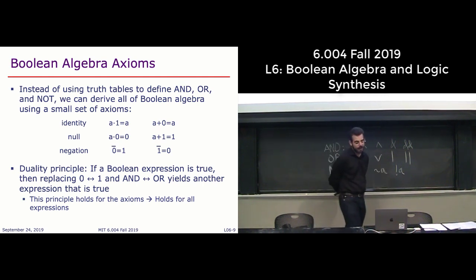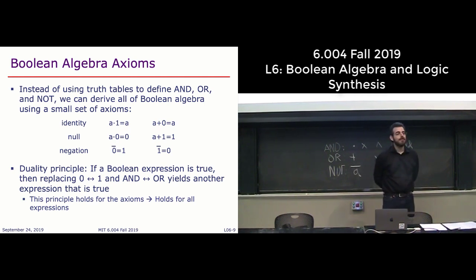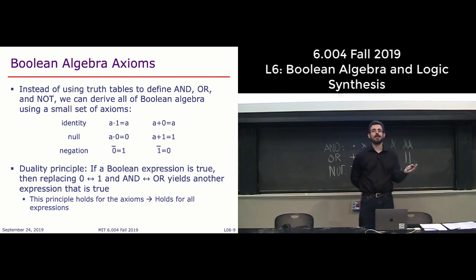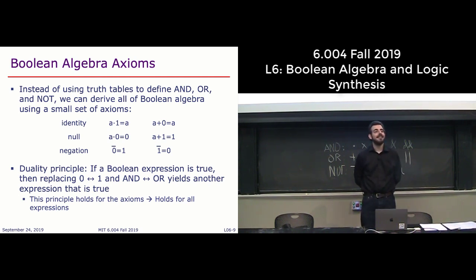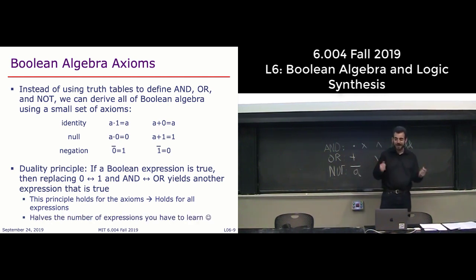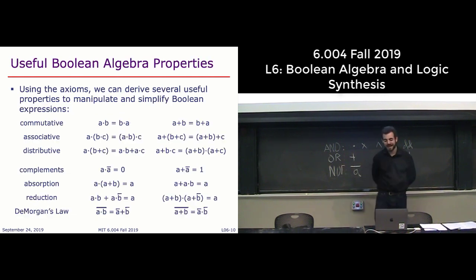Now, a very interesting property is that because this holds for the axioms, and we derive everything else from the axioms, or all other Boolean algebra equations fall out from the axioms, then the fact that this principle holds for the axioms means that it holds for all expressions. And this is good, apart from, sure, mathematically it's very nice, just in terms of practical purposes. It halves the number of expressions that you ever have to learn, which, if you ask me, that's nice. I only learn the left side, and then I can get the right side.